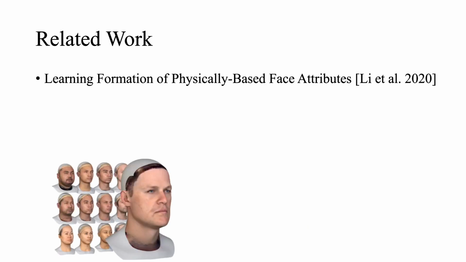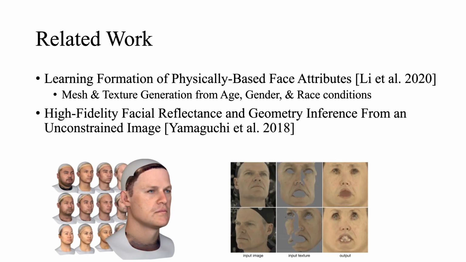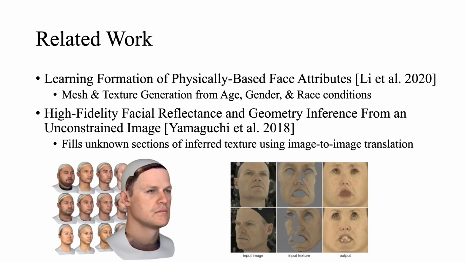There are a few related works which we wish to highlight. First is Learning Formation of Physically Based Face Attributes by Li et al. in 2020. Their system allows users to generate a mesh and texture from age, gender, and race variables. While they obtain high-quality results, their controls are not precise enough for production environments. Second is High-Fidelity Facial Reflectance and Geometry Inference from an Unconstrained Image by Yamaguchi et al. in 2018. They use image-to-image translation methods to fill in unknown areas of textures inferred from a photo. Parts of our network architecture come from this work, which was designed specifically for face textures.